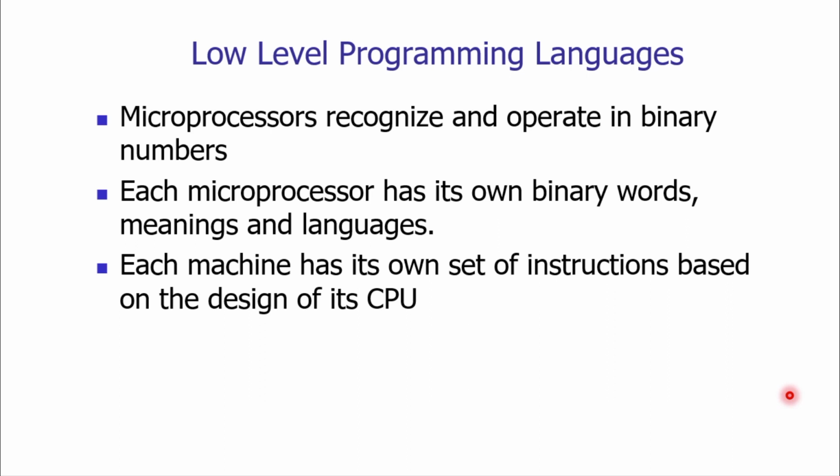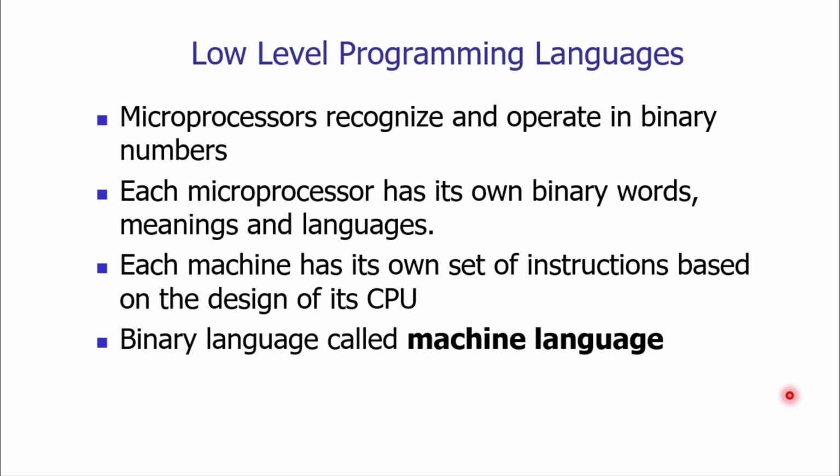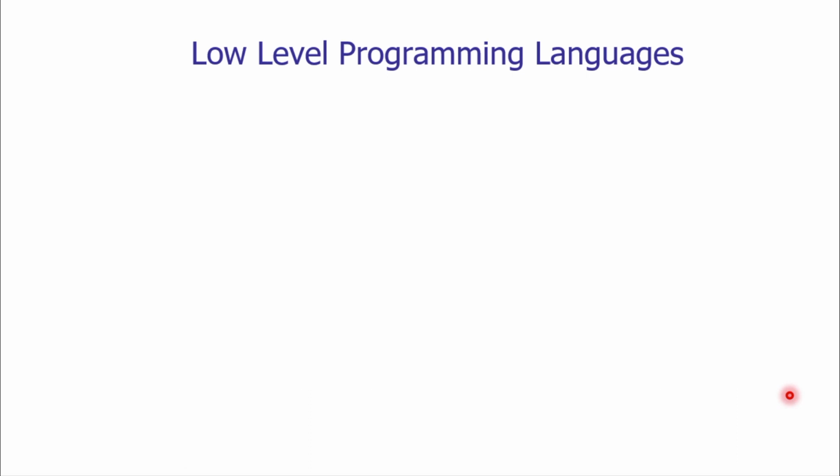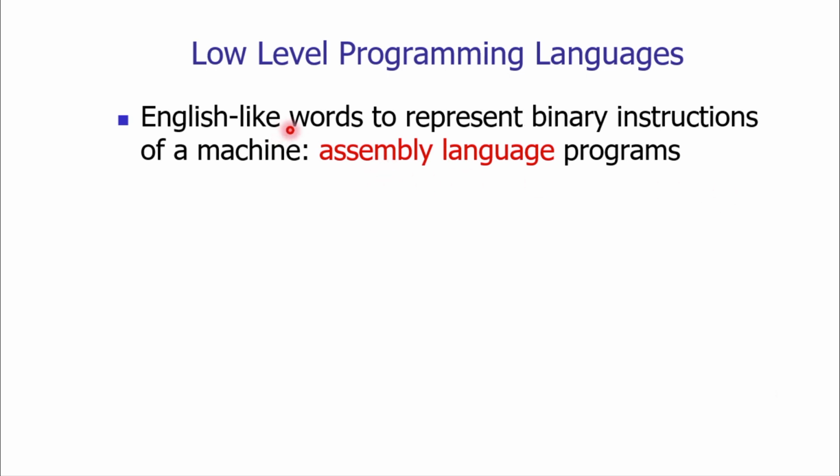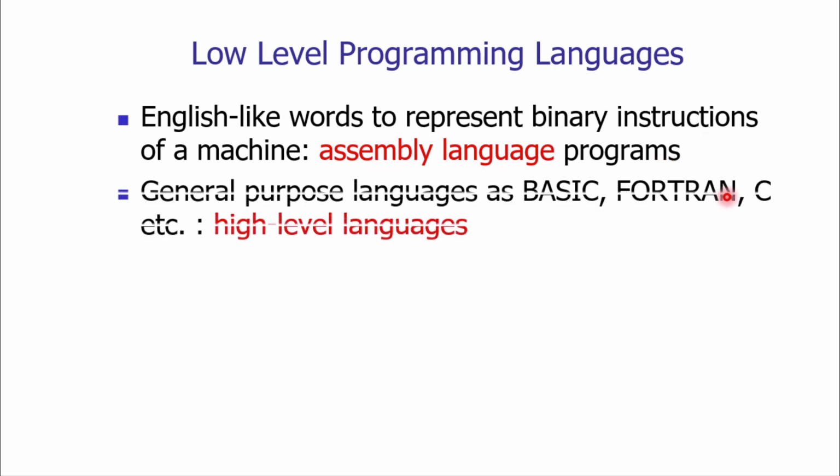In a similar way, each microprocessor-based machine will have its own set of instructions based on the design of its CPU. The binary language used by the microprocessor is called machine language. And when we use English-like words to represent the binary instructions, that is called assembly language programs.